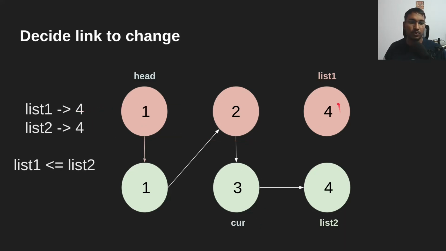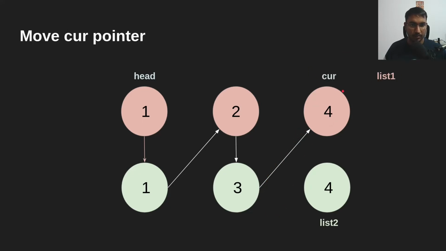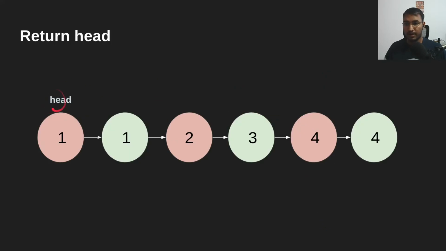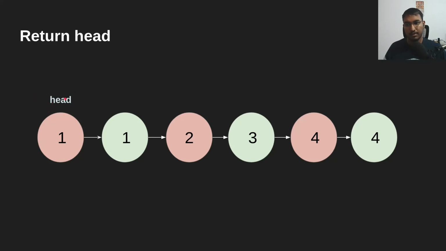Again another decision. Since this is also 4 and this one is 4 as well, we change current next. We will remove this link right here and make a new link to list 1, and list 1 will move to next, and the current will move to current next. So now list 1 is pointing to null. This is the exit condition of whatever loop we are using. At the end I have flattened this list, and the head was pointing right here through the entire iteration. So we return the head, and that will be our solution.